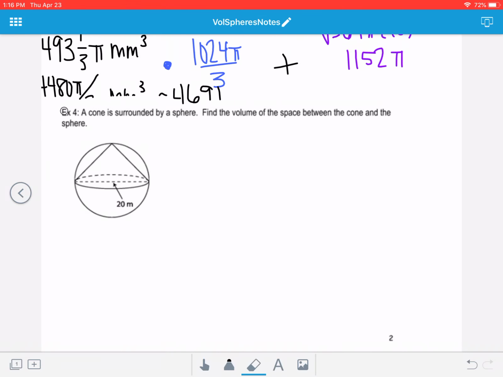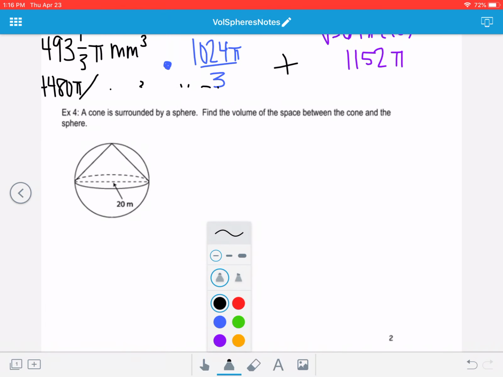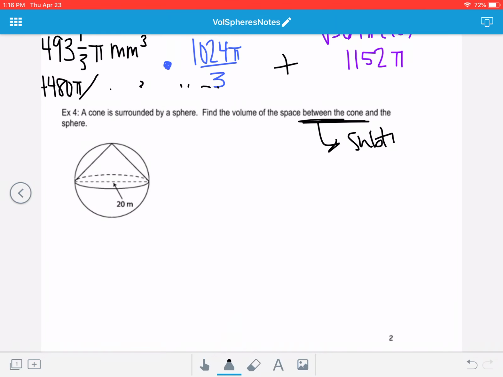A cone is surrounded by a sphere. Find the volume of the space between the cone and the sphere. We're going to need to subtract this time, you guys. So we have this cone inside of a sphere, and I want the volume of the space between here, here, and all under here. All right. So whenever we have these subtraction problems, I always like to explain it that you need to find the volume of the outside figure, and then you subtract the volume of the inside figure.